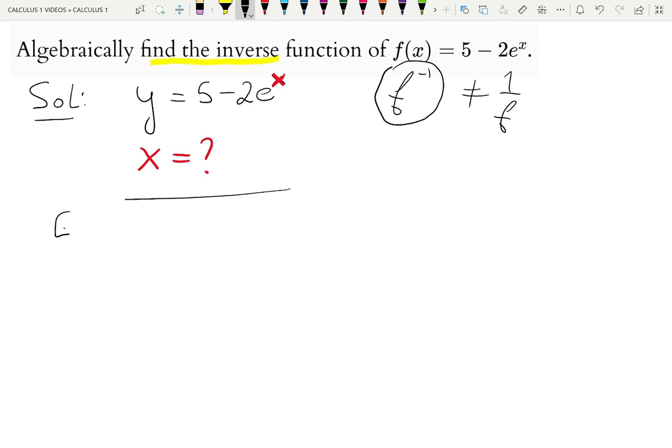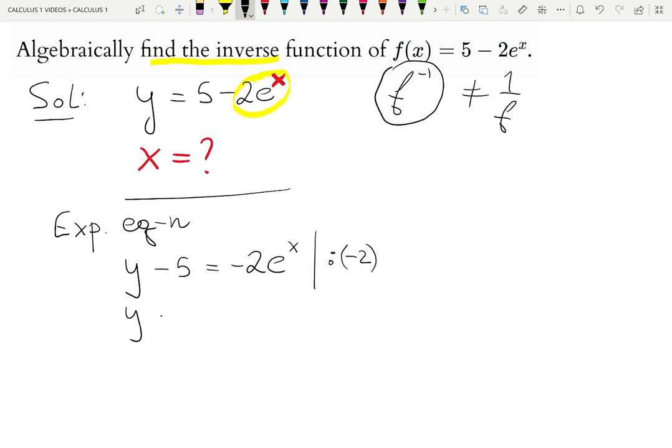To solve an exponential equation, I usually teach the strategy that the idea is to isolate the exponential function. Thus, I will write down that y minus 5 equals negative 2 e to the x. I want to keep isolating it, so I will divide by negative 2 on both sides. y minus 5 divided by negative 2 equals e to the x.